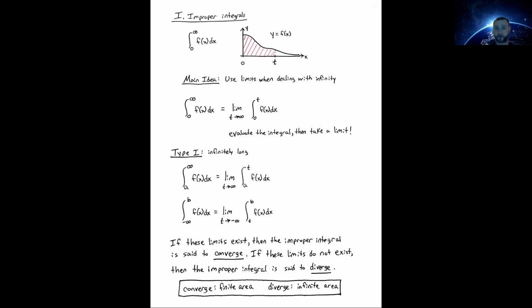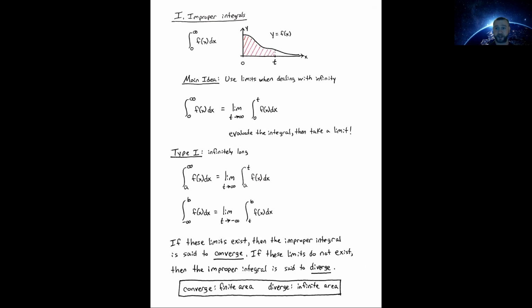Now, this first type, where we have a sample graph above, is what we're going to call a type 1 improper integral, where the region is infinitely long. That could occur as one of two types, a number to infinity, or negative infinity to a number b. How we handle both of them is we replace the infinite part in the integral with some variable t, and then take a limit as t either approaches infinity, or in the second version, as t approaches negative infinity.